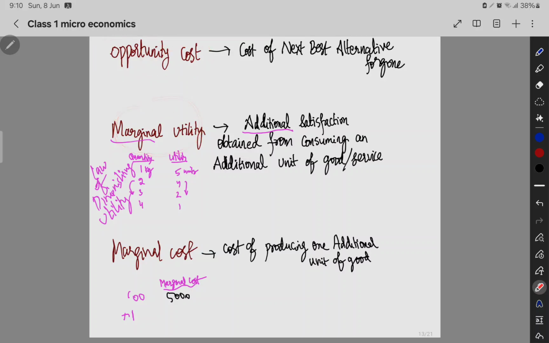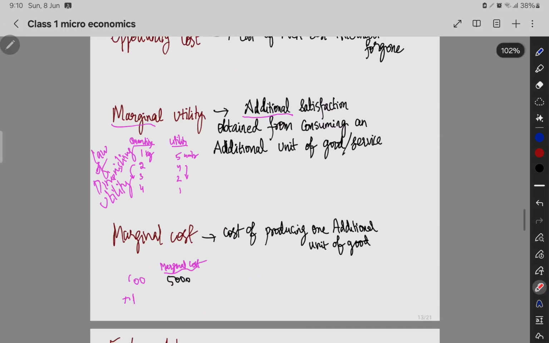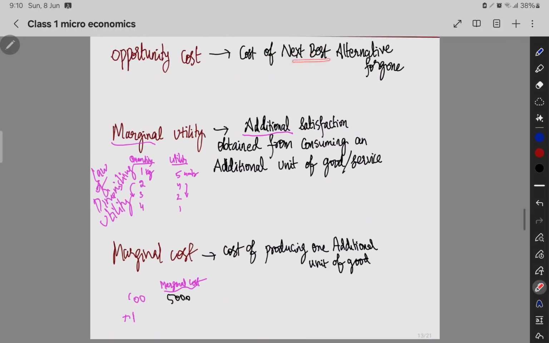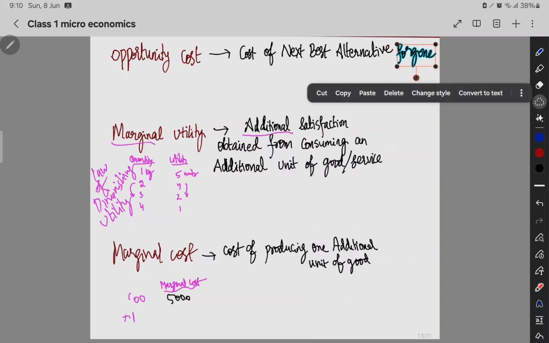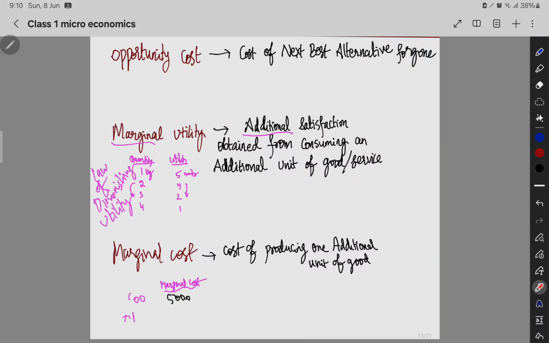So opportunity cost, marginal utility and marginal cost. What is opportunity cost? You have heard it many times. It is the cost of next best alternative foregone. That's it. Remember, opportunity cost, cost of next best alternative foregone. Cost of next best alternative foregone is opportunity cost.